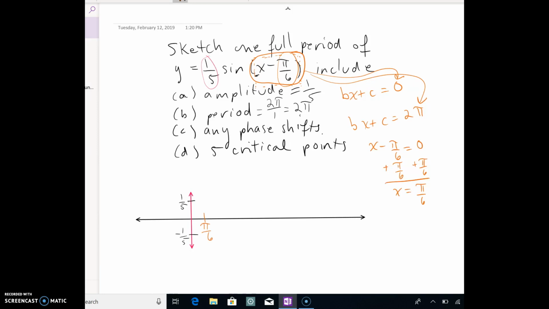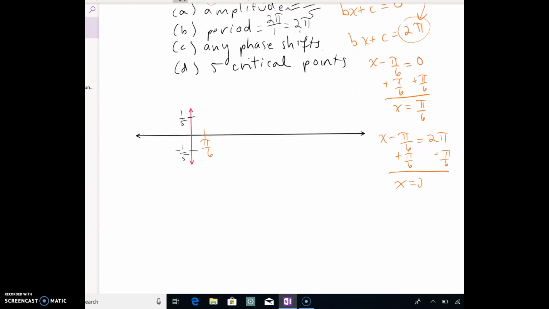And our ending point, what was our ending point? Now we're going to set that same equation equal to 2 pi. So now we have x minus pi over 6 equals 2 pi. To get x by itself, we're going to add pi over 6 to each side. So we have x is equal to 2 pi plus pi over 6.